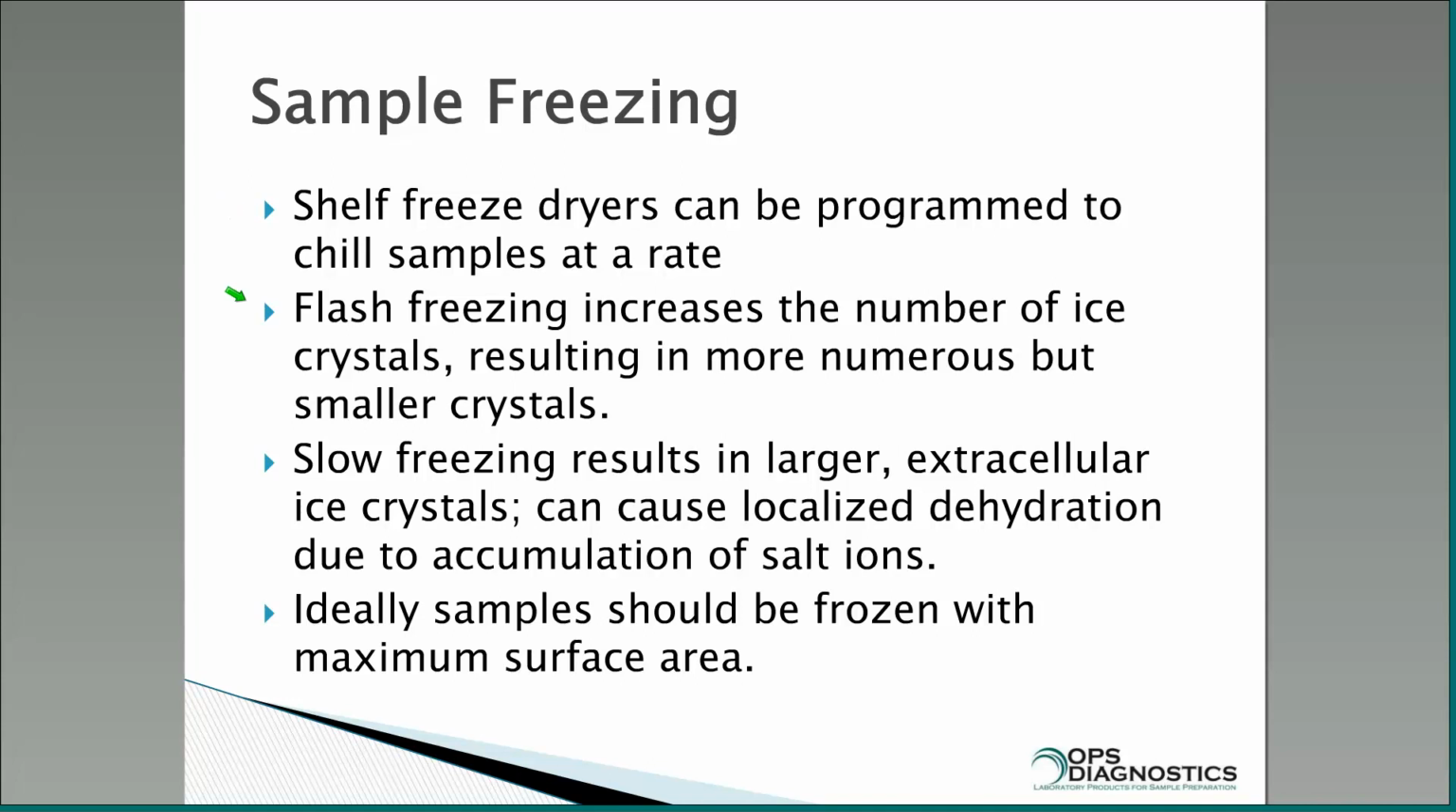Flash freezing, as I noted, increases the number of ice crystals so that they're more numerous and they're smaller. It's better for your sample, but it's harder to get the water out. Slow freezing is pretty much the opposite of that. You may have more extracellular ice, which may cause water to diffuse out of your sample. You might get some dehydration, but overall, to get the water out when you put the vacuum on, it becomes easier. So you have to balance between these two.